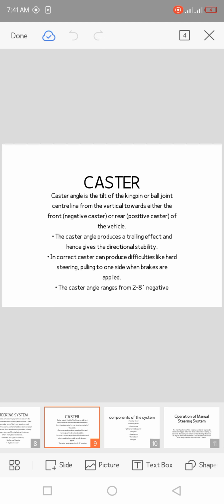The caster angle is the tilt of the kingpin center line from the vertical towards the negative caster or the positive of the vehicle. The caster angle produces a trailing effect, and hence directional stability is corrected, like steering pulling to one side when the brakes are applied. The caster angle ranges between 2 to 8 degrees negative, unlike the camber angle that should be 1 degree.